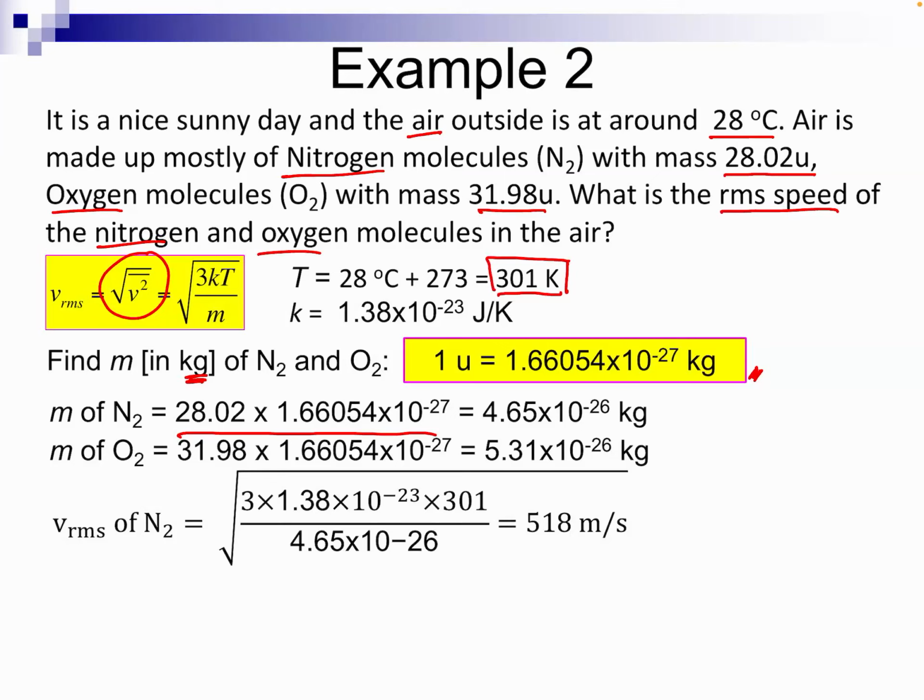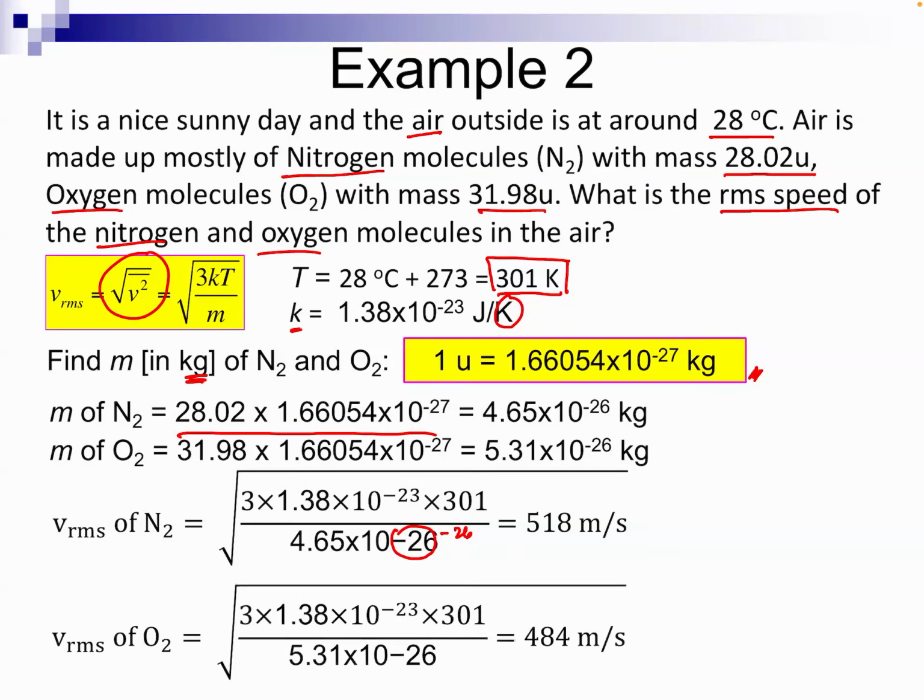It's necessary to convert your temperatures to Kelvin because the Boltzmann constant k is given in kelvins. So you cannot get away from converting Celsius to Kelvin. Divided by the mass of the nitrogen molecules. Sorry for the typo, this is an exponent of minus 26, a superscript. And you can do the same thing for the oxygen molecules to get the RMS speed of the oxygen molecules.